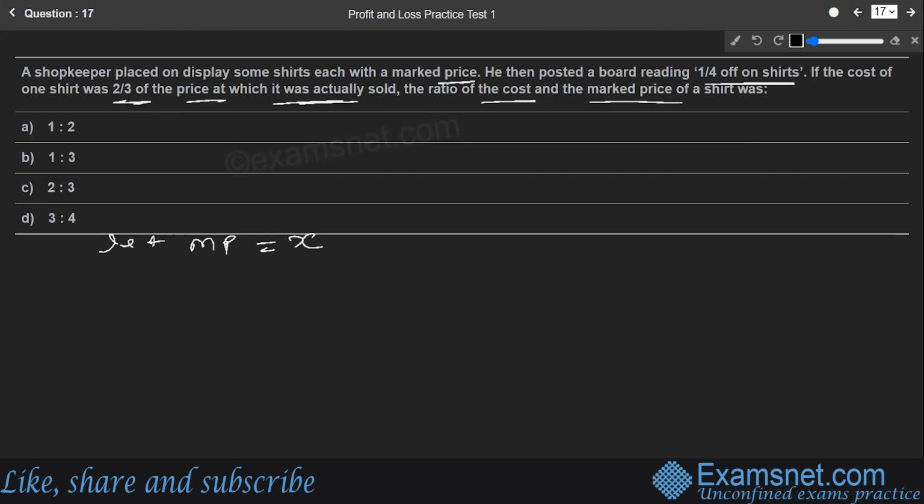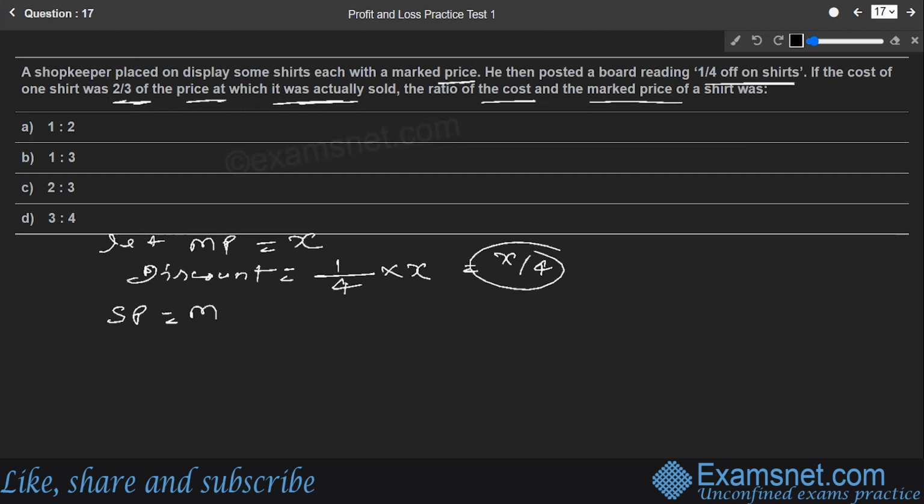So if the mark price is X rupees, the discount value will be how much? As they say, the discount is 1 by 4 on each shirt, so it should be 1 by 4 of X, that is nothing but X by 4. That should be the discount given. So the selling price will be what? Selling price is always the mark price minus the discount.